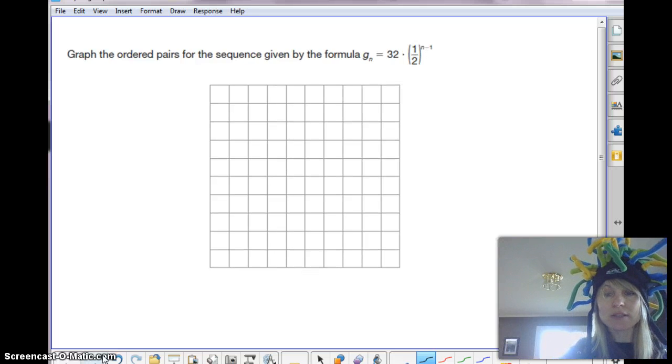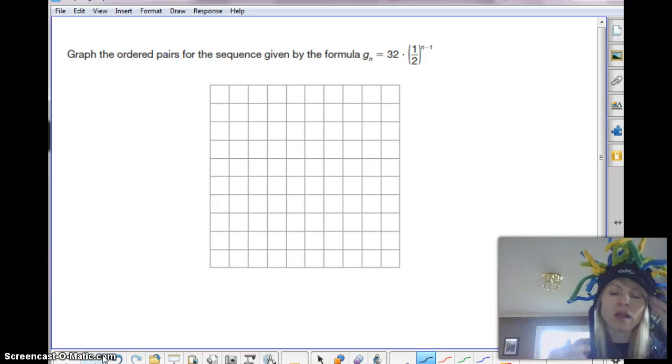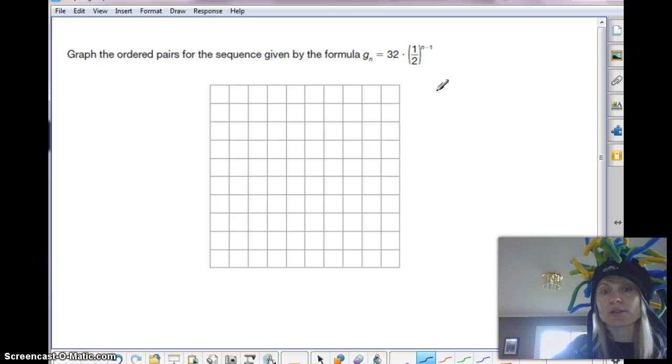Same thing for this one, although we got the geometric going here. My hair's all on my face. Okay, so here's a little harder.